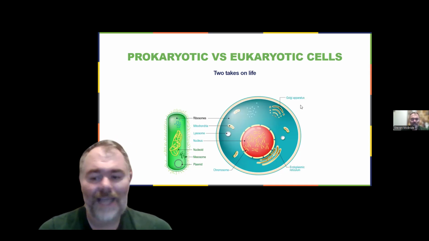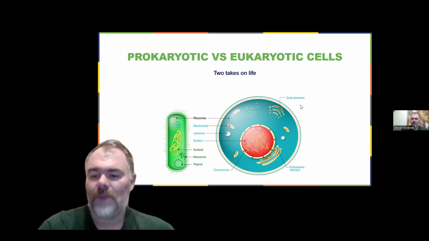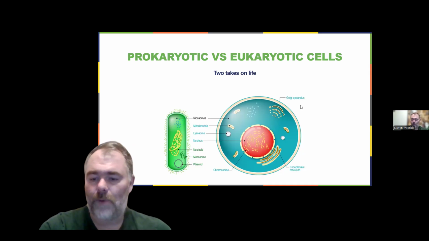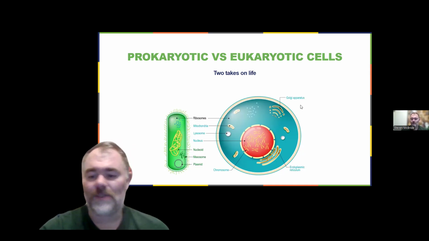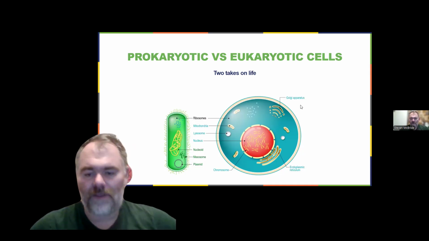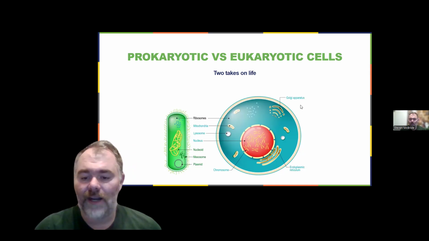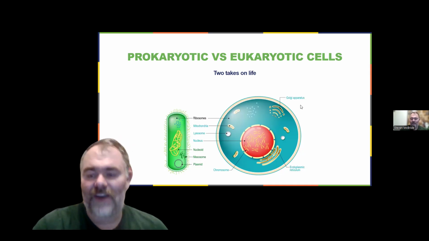But simple does not mean primitive or unsuccessful. Prokaryotes are incredibly successful forms of life. They are everywhere, and they carry out many of the most important chemical processes on Earth. So the big idea here is this. All cells share some basic features, but prokaryotic and eukaryotic cells organize those features in very different ways.